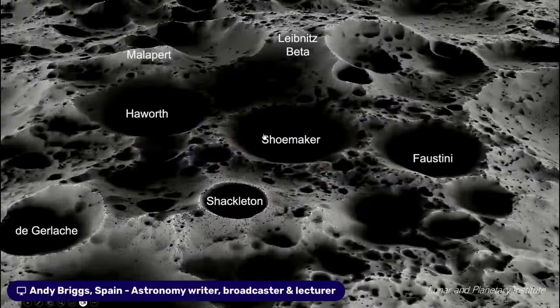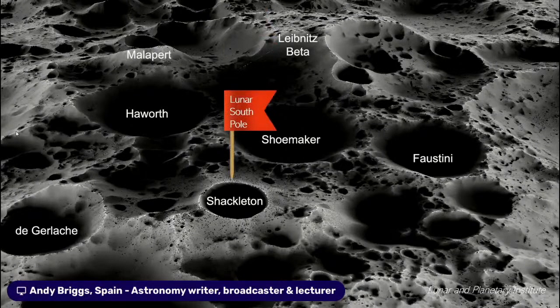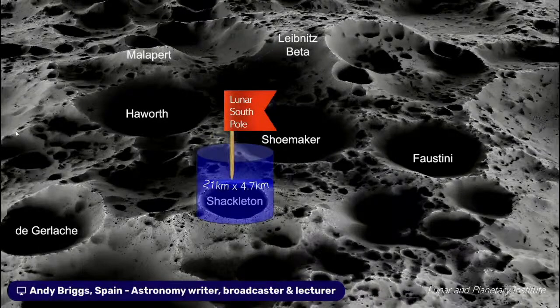Now, the actual lunar South Pole is in a very not obvious position. This is looking at the area of the lunar South Pole, and it is exactly here on the rim of a crater called Shackleton, named after Ernest Shackleton, of course, the famous British explorer. The Shackleton crater is 21 kilometers wide by 4.7 kilometers deep. But we've got some bigger ones around it.